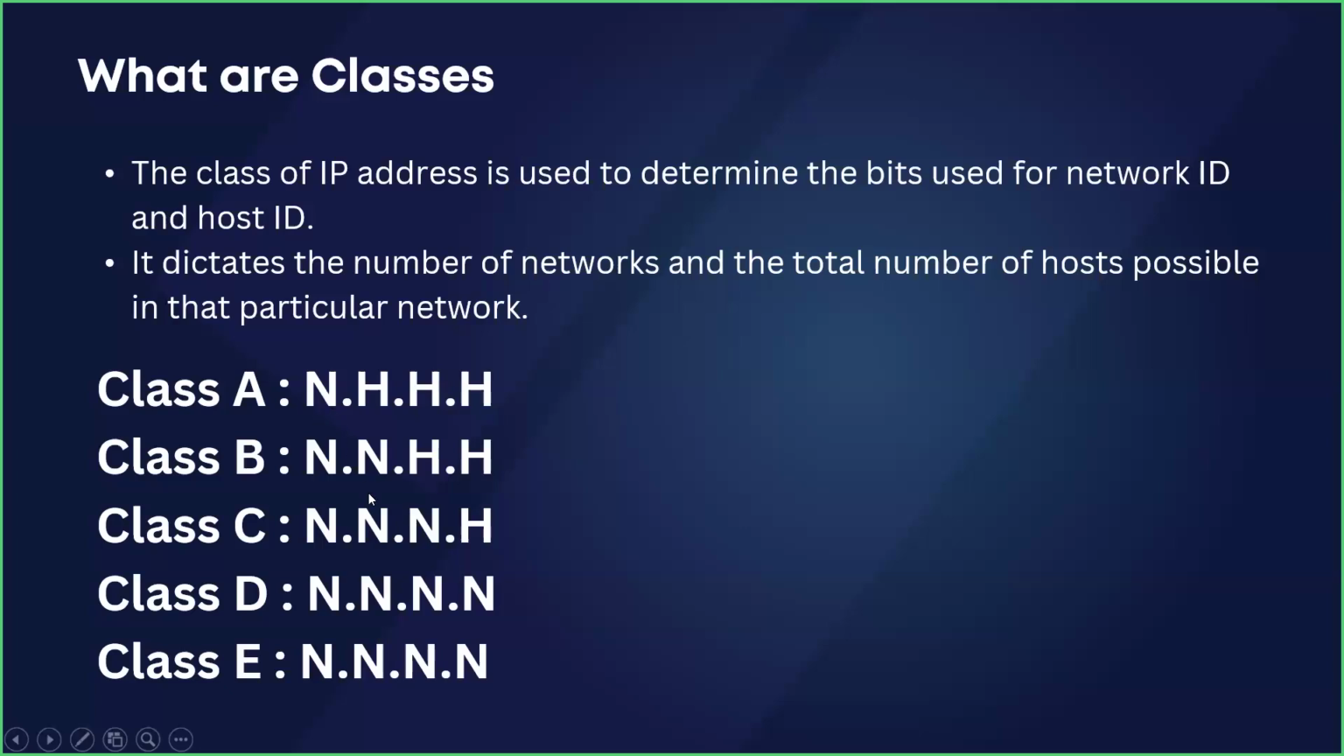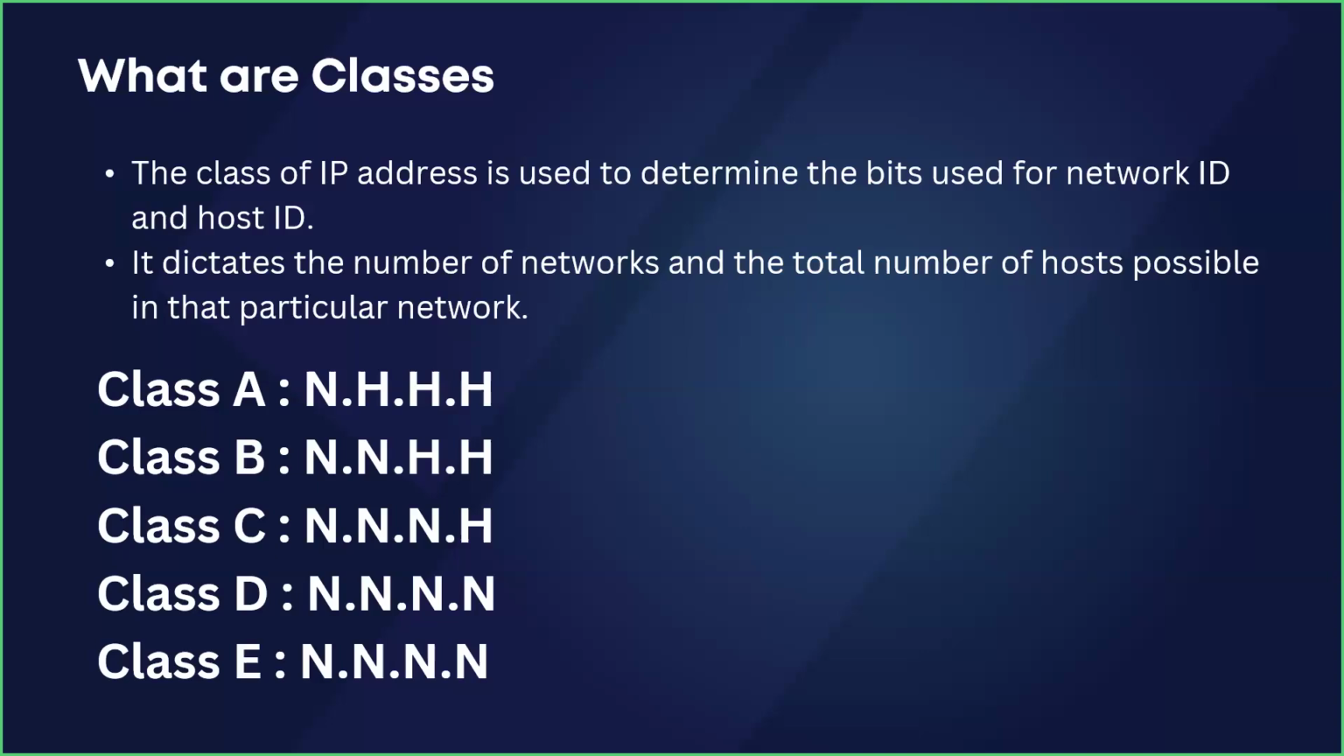Class A has one network portion, Class B has two network portions, Class C has three network portions. Class D and Class E have all network portions itself, no host portions in them. Okay. But what do I indicate by this? What do I want to define with network and host portions? So let's take the example of Class C first for that.